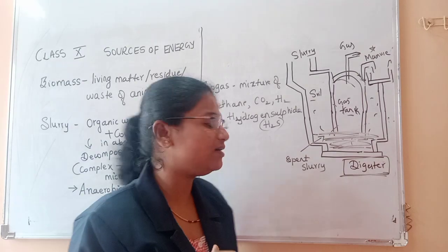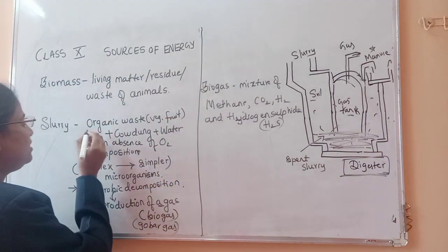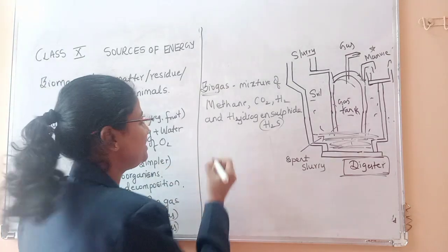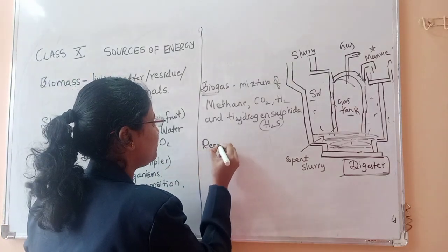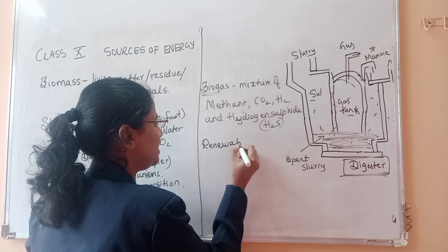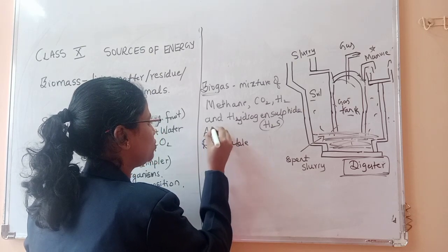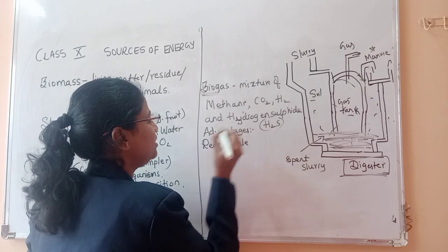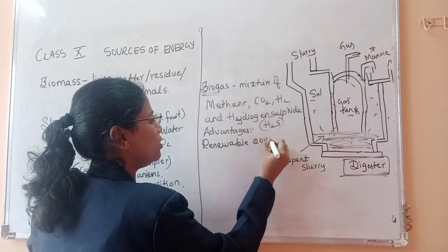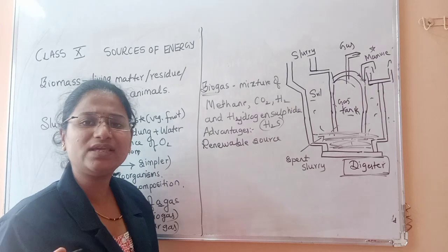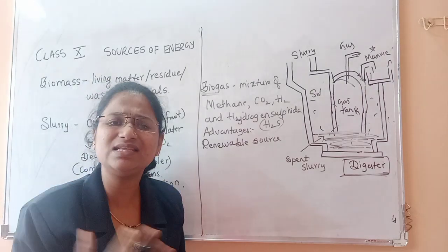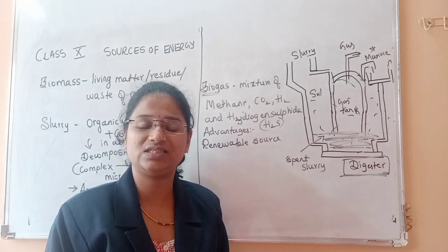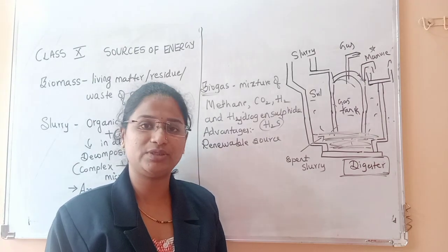So the main thing here is that we consider biogas a renewable source of energy. It is one of the advantages. When we go to the advantages, first, it is a renewable source. Why? Because the vegetable waste and organic waste, we will be getting continuously, right? So this is considered a renewable source of energy.